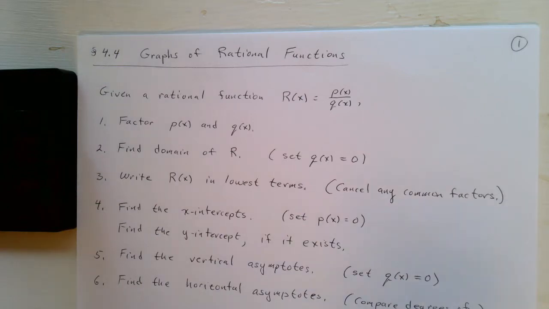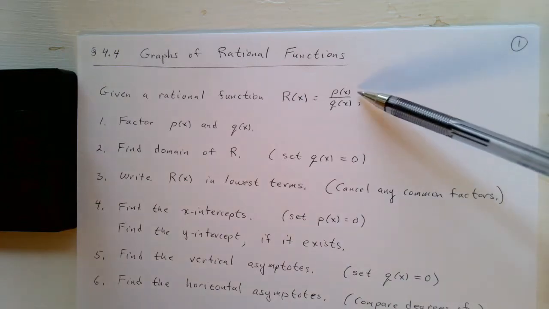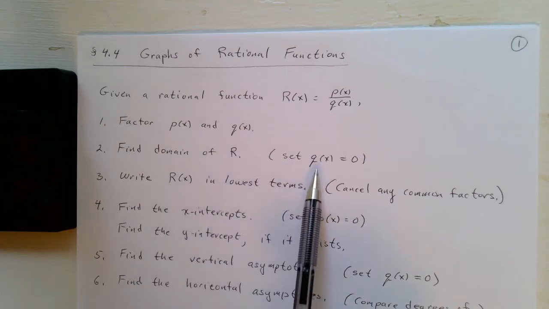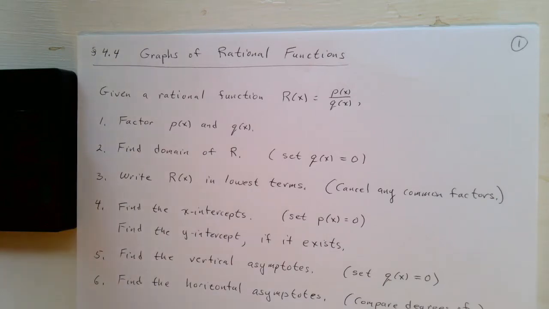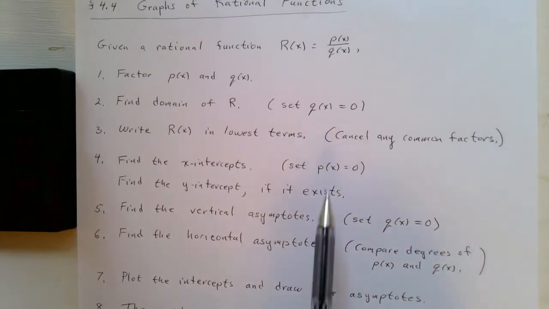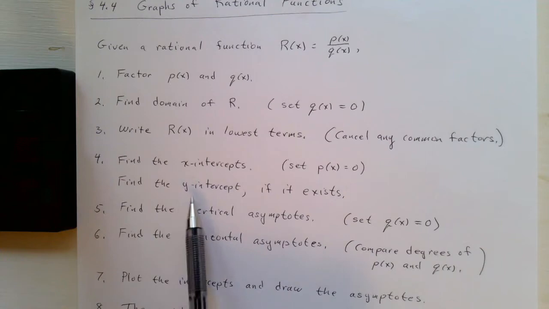Given a rational function, that is a fraction of polynomials p and q, we first factor the polynomials. We find the domain by setting the denominator equal to 0. The domain is everything except those solutions. Then we write the function in lowest terms, that is, cancel any common factors. We find the x-intercepts by setting the numerator equal to 0. We plug in x equals 0 and get the y-intercept.